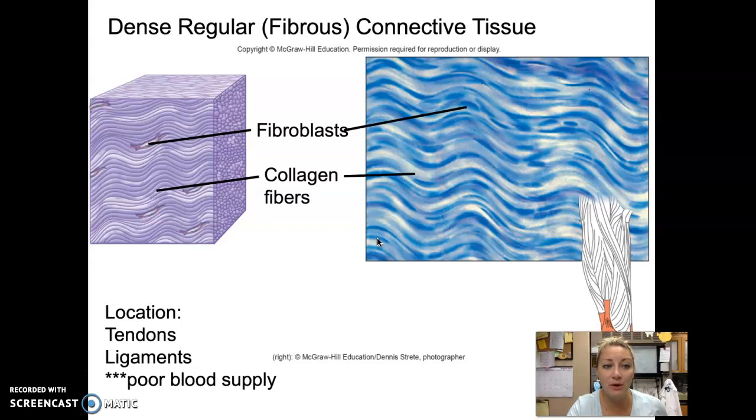do note that we don't really see blood vessels in here. They don't generally have a good blood supply, which is why when someone gets a hernia, which is when some of your intestine peeks through your aponeuroses on your stomach, it takes a long time to heal, because if there's not a good blood supply, then there's not a good span of time for healing.